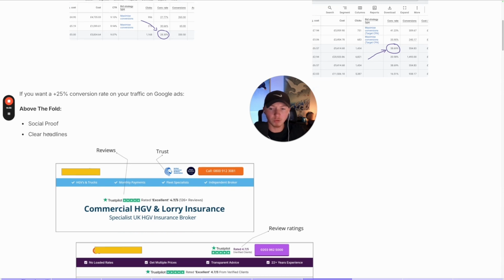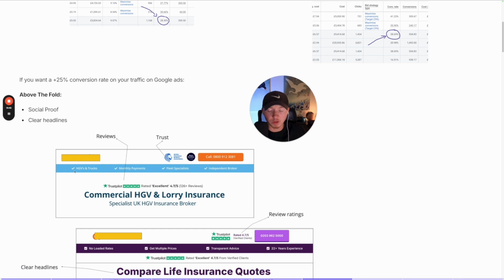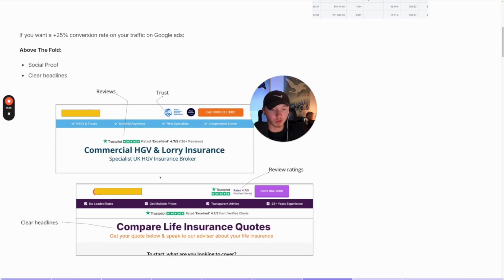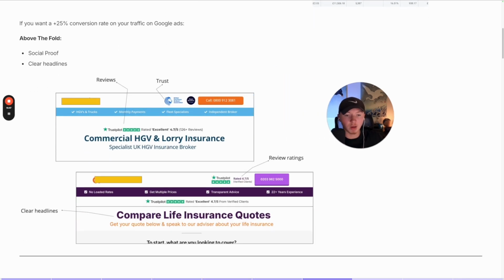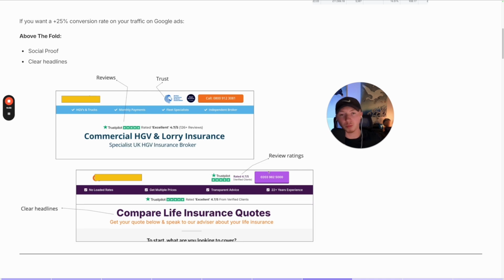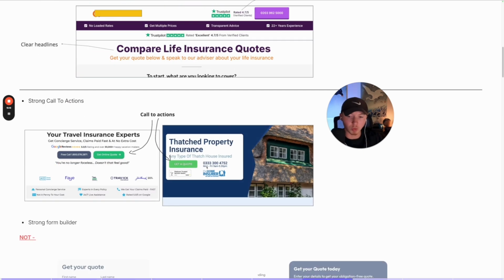So above the fold, you want to have social proof and clear headlines. I've just blanked out the logos for these insurance companies for our clients, but just wanted to showcase some of this to you. As you can see, you've got clear headlines showcasing exactly what it is that you're doing. We want to build trust by using some certifications that the business has, and reviews as well. We want to highlight that. So as soon as somebody loads up that page, the first thing they see is social proof. They understand that there's other people like them using this company, and that builds trust straight off the bat, which increases the likelihood that somebody actually takes action or reads the content on the page. It's really important that you do that.